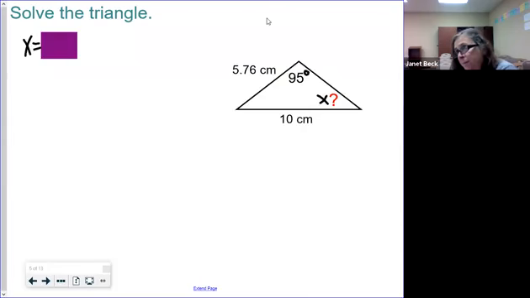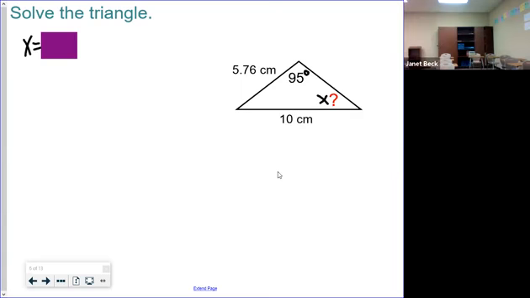So on this one, it's any old triangle. You can't use the Pythagorean Theorem. You can't use SOHCAHTOA because it's not a right triangle. But you can use the law of sines, because you know an angle and the side length opposite. When you know this opposite pair, you can set up the law of sines.